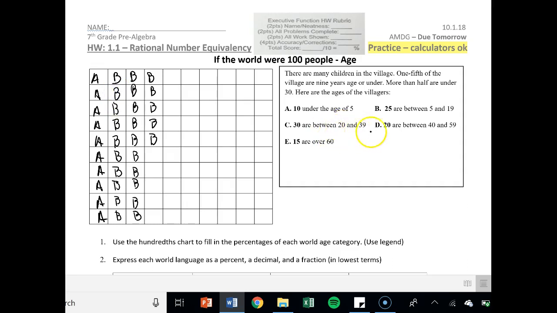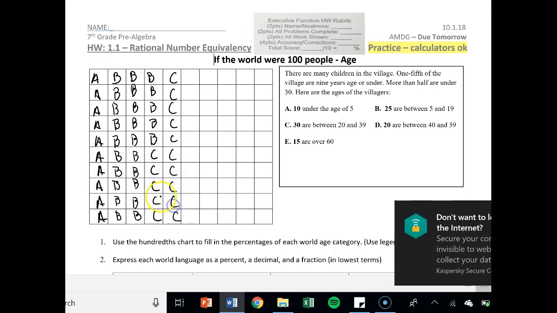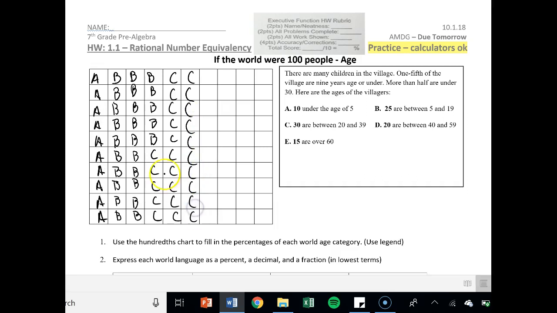30 people are between 20 and 39, so I'm going to have 5 here, and then 10, so that's 15 right there. 5 from this column and 10 from that column. 10 more, that's going to be 5, 10, 20, 25, and then 5 more for 30. And then 20 people are between 40 and 59. I'll put the letter D for that.